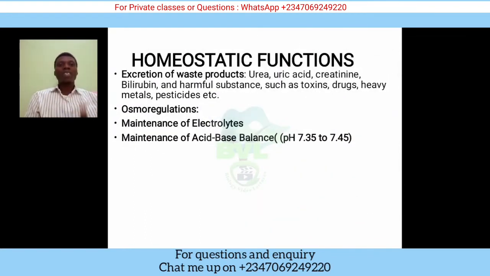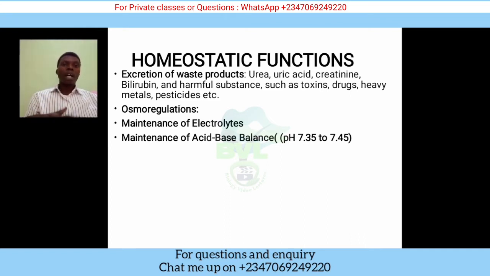So, what are the homeostatic functions of the kidney? We have excretion of waste products. It helps to remove urea, which is the ultimate waste product of amino acid breakdown, uric acid, creatinine formed from muscles, bilirubin formed from breaking down of hemoglobin from red blood cells. Then harmful substances such as toxins, drugs, heavy metals, and pesticides. All right. So these are the things it helps to remove. It also helps to balance water. That is osmoregulation. The amount of water retained and excreted in the body is balanced by the kidney.